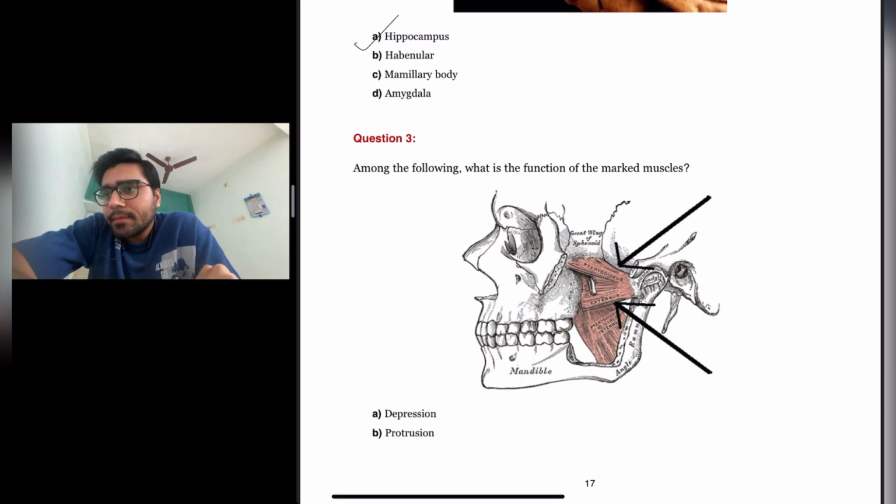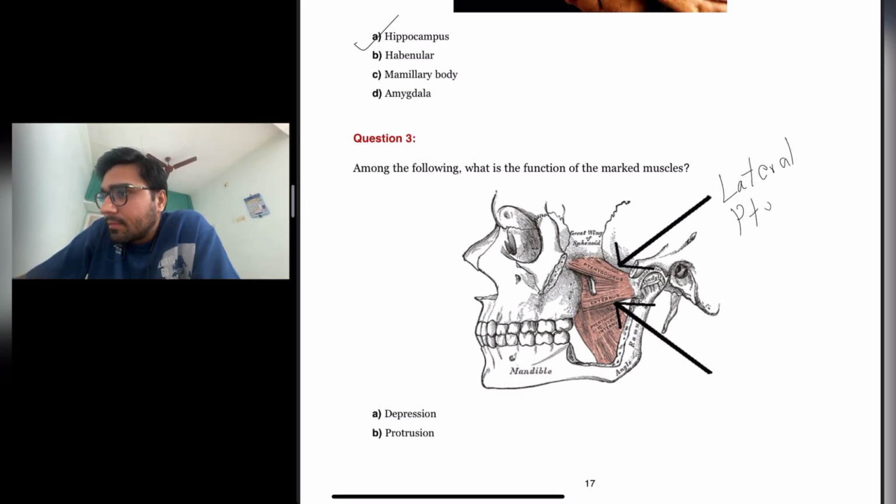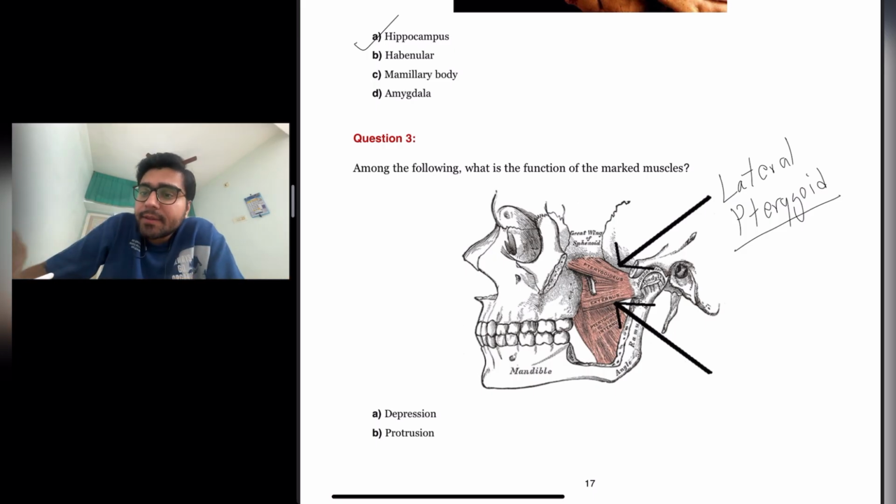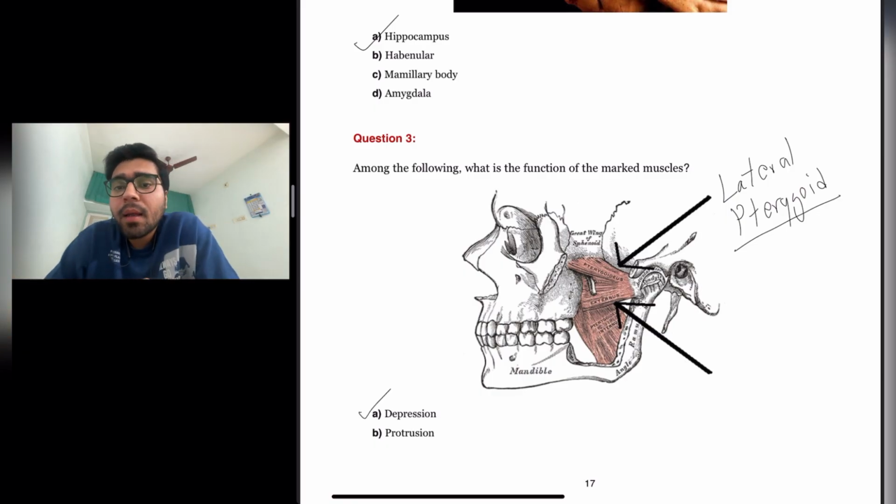Among the following, what is the function of the marked muscles? So actually the muscle marked is lateral pterygoid. So the function of the lateral pterygoid is to depress the jaw, to open the mouth. So the answer is A, depression.